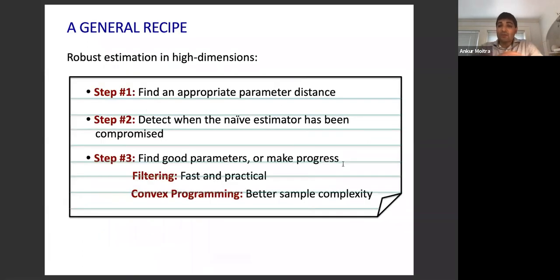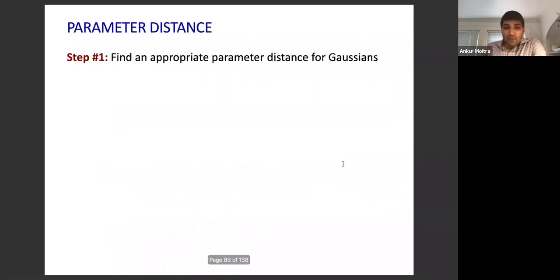So remember, we want to follow the same recipe. We want to find an appropriate parameter distance. This is pretty methodical. There's nothing interesting really there. There'll be the same trick. The interesting thing will be how exactly do we detect when the naive estimator, the empirical covariance, has been compromised. So just as a reminder, the unknown covariance case, I'm promising you that the mean is 0. And all you have to do is figure out a good estimate sigma hat.